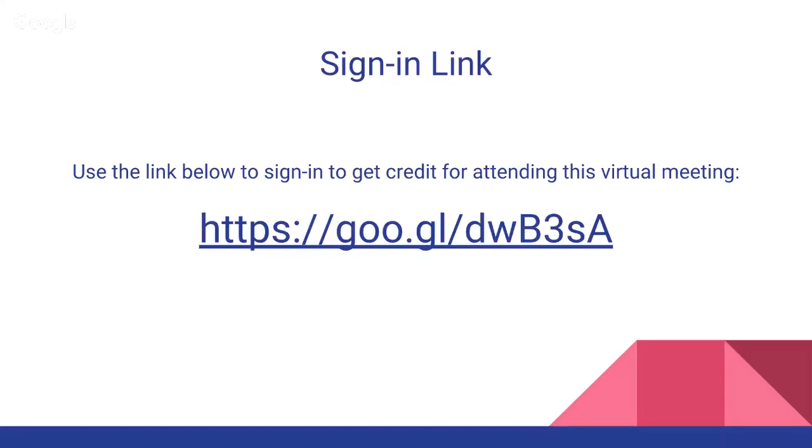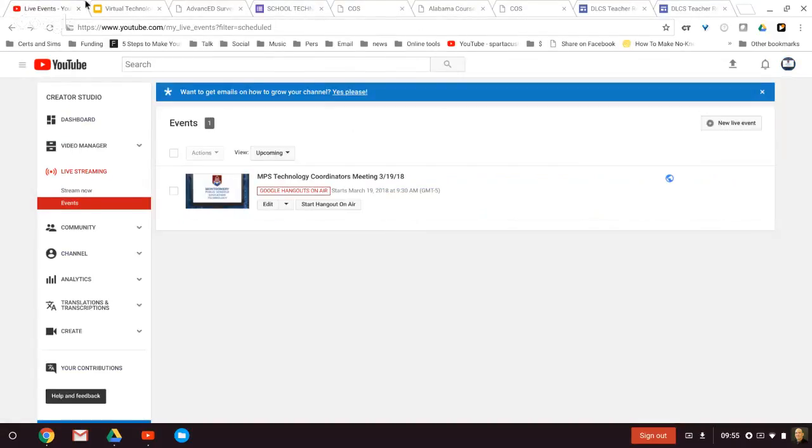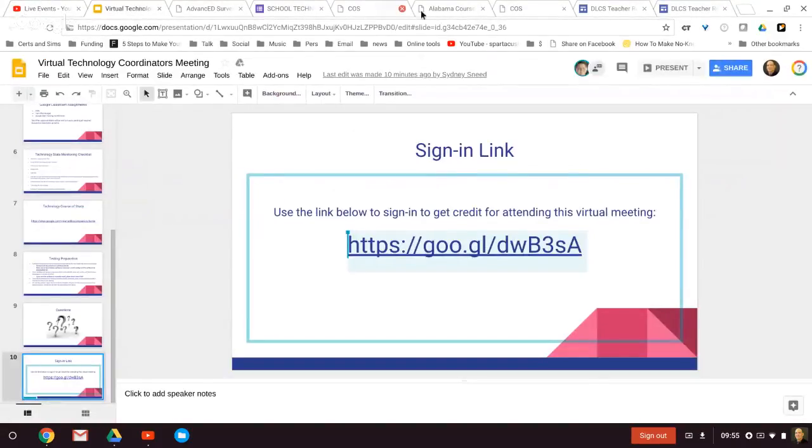Just leaving this up for a couple of seconds before I kill it, so everybody get this URL: goo.gl/dwB3sA. Take a picture of it if you need to. This presentation should be archived at the same link. So if you need it again, you can just click the link or send the link, and someone should be able to see it. Yes, the presentation has already been shared with you.